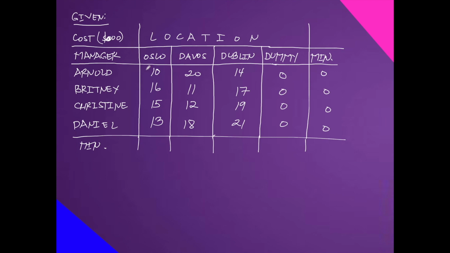Minimum for the Oslo location, 10, 16, 15, 13. Of course, minimum niya is 10. Pinakamaliit, 10. Next, for Davos, 20, 11, 12, 18. That is 11. For Dublin, we have 14, 17, 19, 21. That is 14. For the dummy, of course, 0. Now, ayan na yung minimum, no? Isa-subtract na daw natin itong mga to sa ating itong lahat ng data natin per column. Isa-subtract natin sa minimum niya.